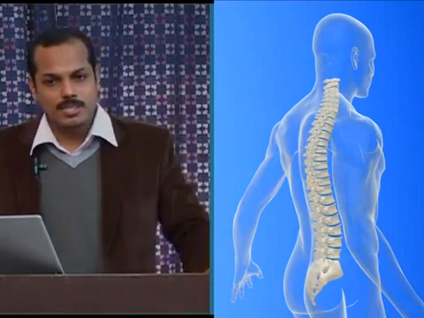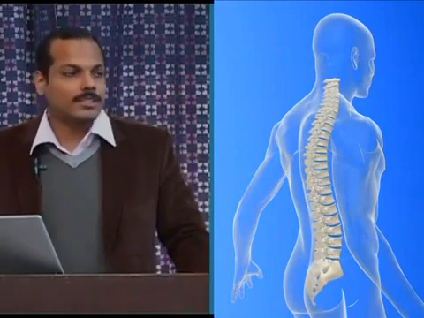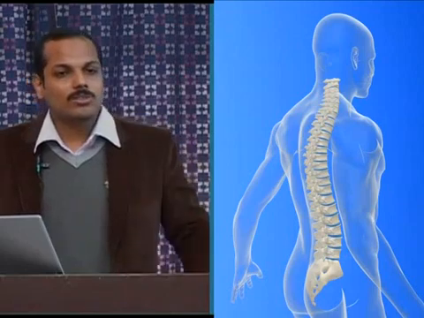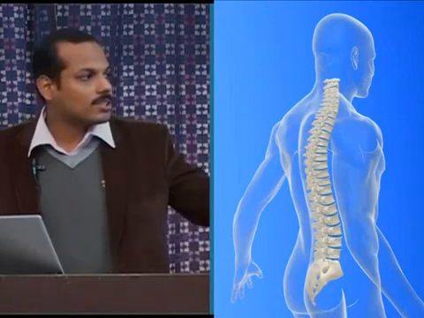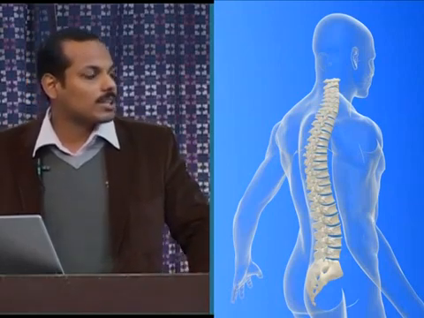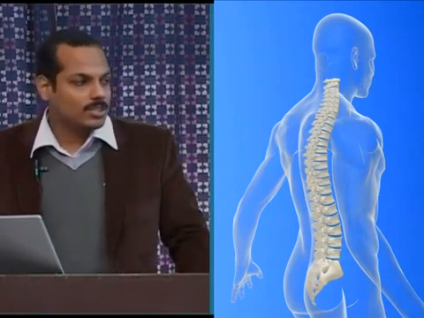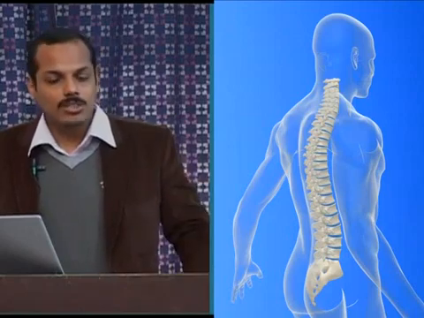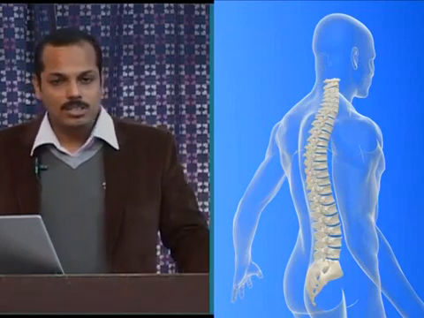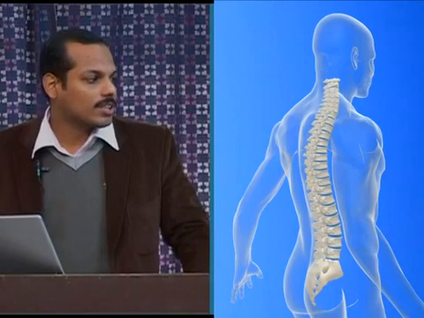So once you see from the sagittal side, you can see lots of curvatures. In the cervical region there is a concave curvature posteriorly. In the thoracic region there is a convex posterior curvature. In the lumbar region there is a concave curvature again, and in the sacral region there is a convex curvature again.